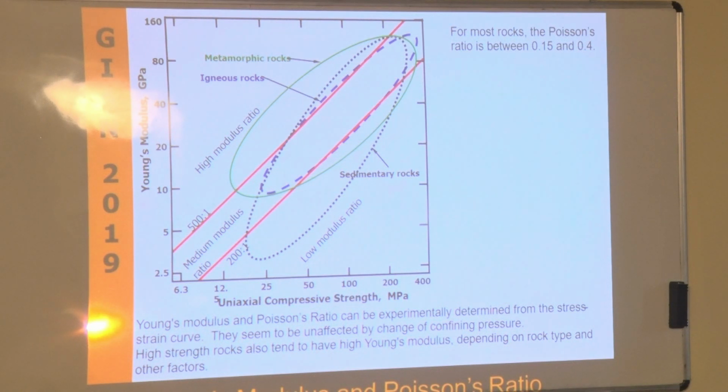The other thing that you need to always remember is that Poisson's ratios are generally in the range of about 0.1 to 0.4, more or less, depending on the rock.